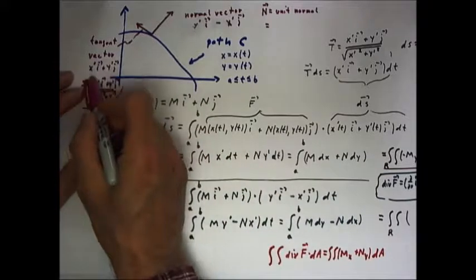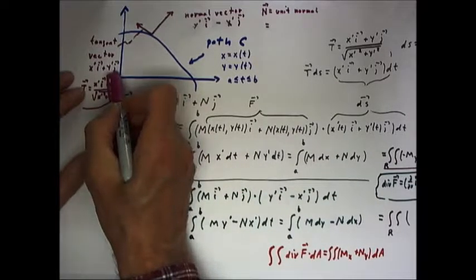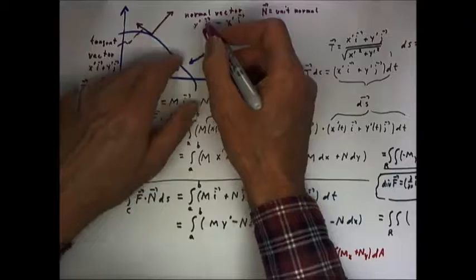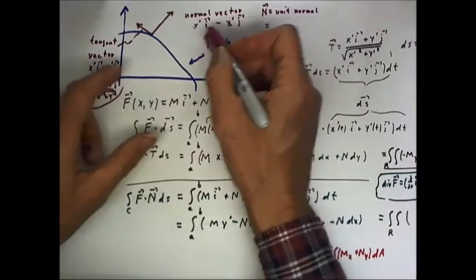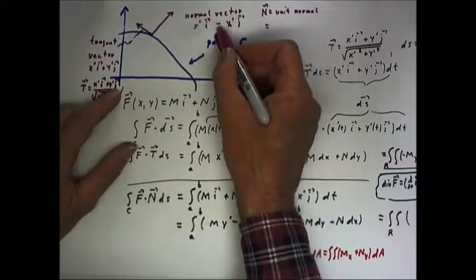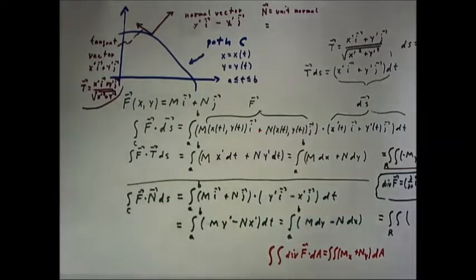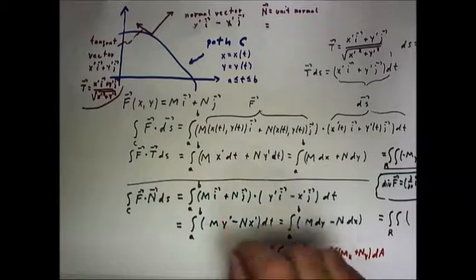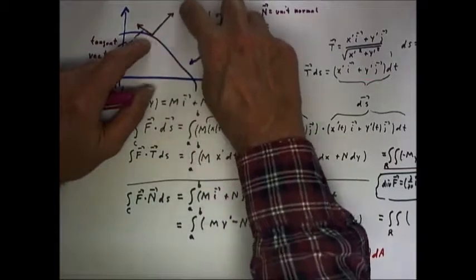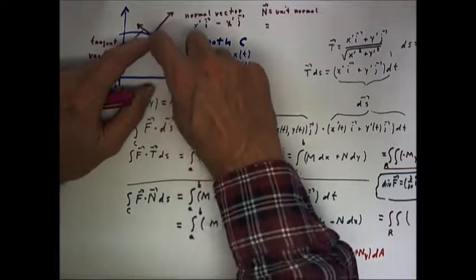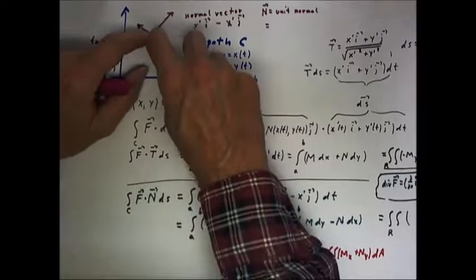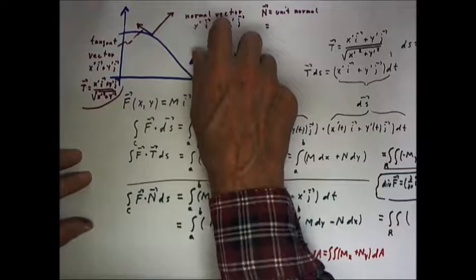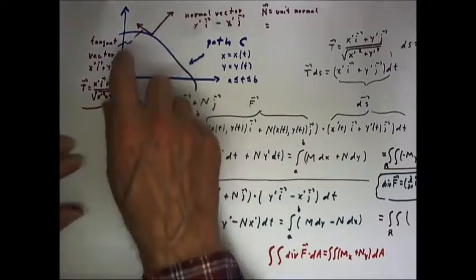Now, if x prime i plus y prime j is a unit vector, then y prime i minus x prime j is normal. We've simply reversed the coordinates and made one of them negative, which gives us a vector whose line has a slope equal to the negative reciprocal of the slope of this line, so that we do have a right angle here. This vector is then normal to the curve.